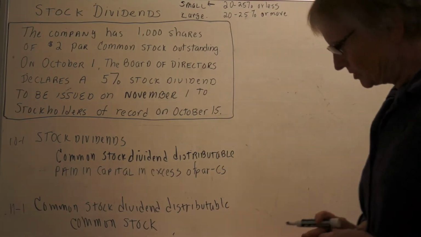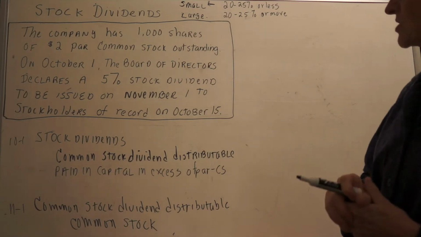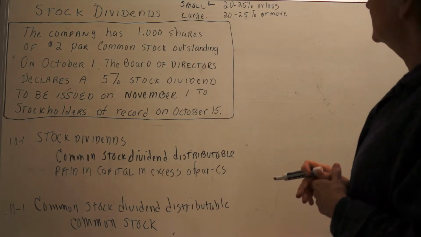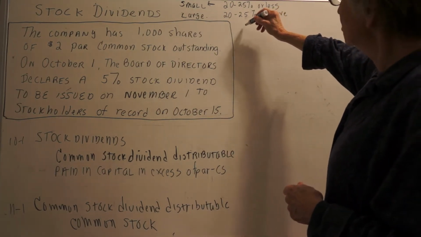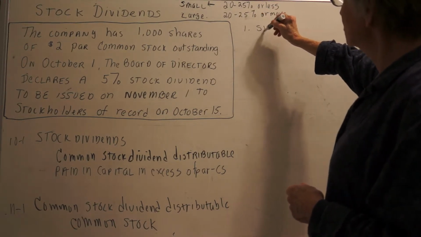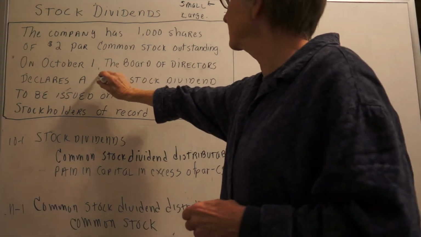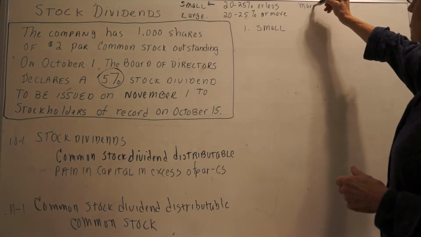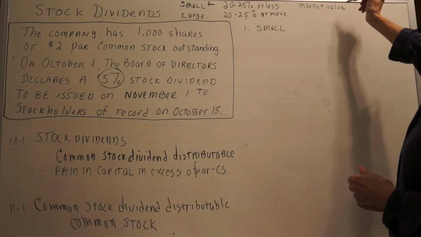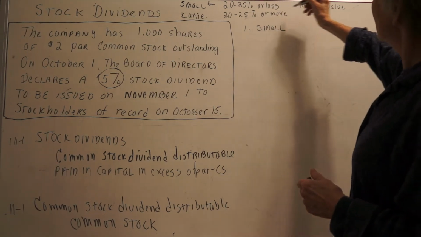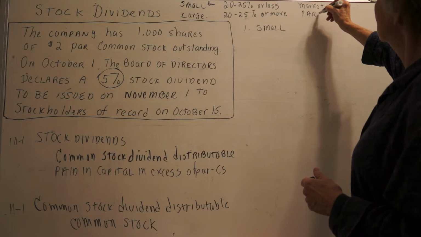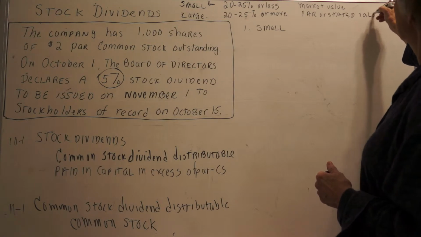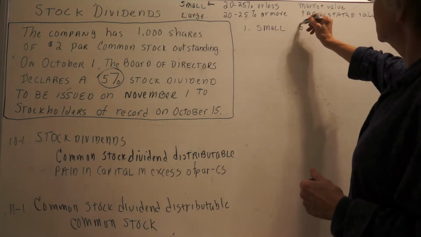Okay, I have a 4-step process to come up with the right numbers for the stock dividends, and it really works out pretty well. The first thing you ask is, is it small or large? This one is small because it is 5%. For a small stock dividend, we use the market value of the stock to value the transaction. For a large one, we use the par or stated value to value the transaction. And we'll see what that means.